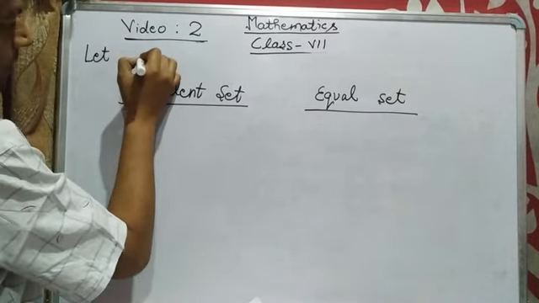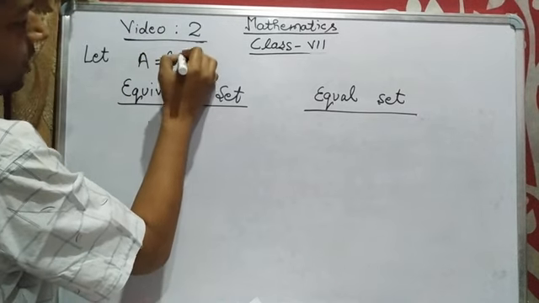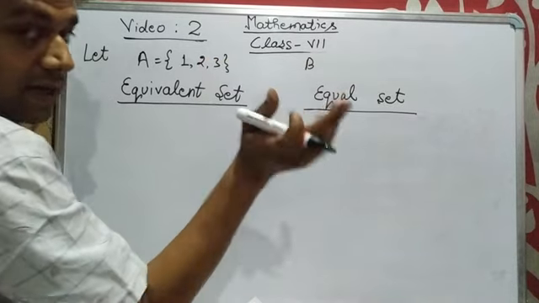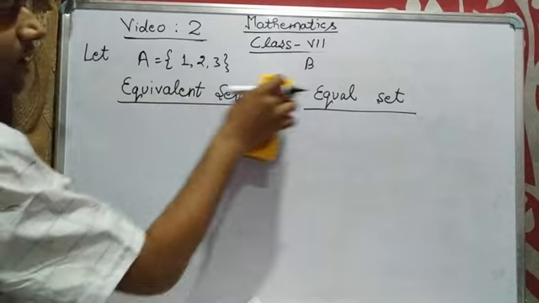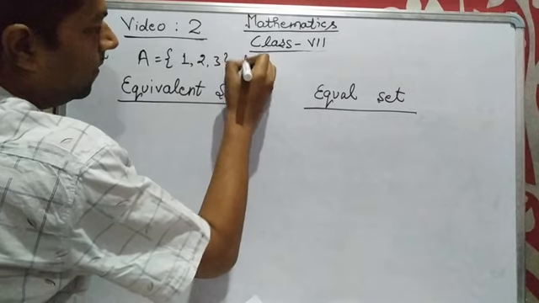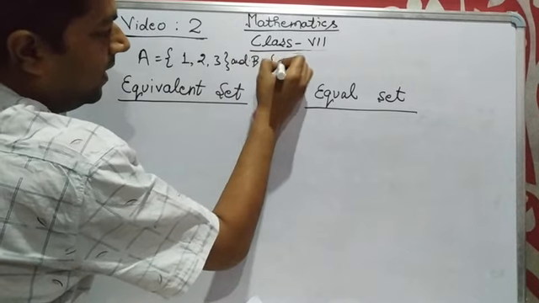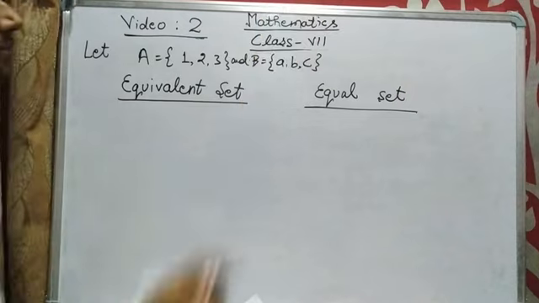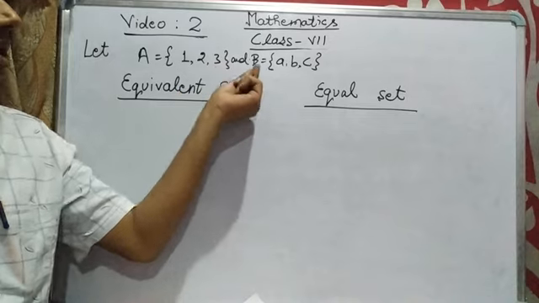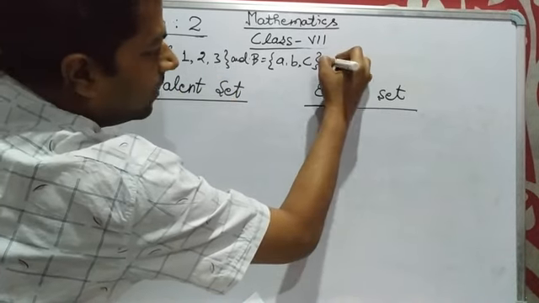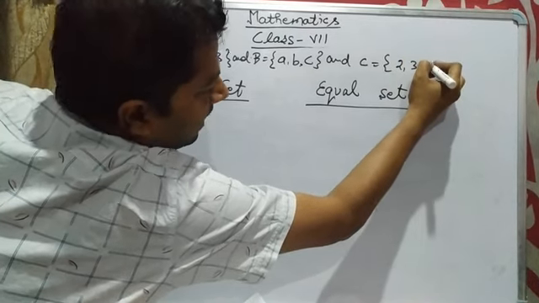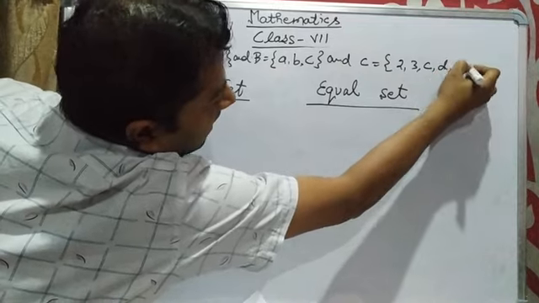Let A = {1, 2, 3} and B = {A, B, C}. It doesn't mean A is for equivalent and B is for equal, no. You can see A = {1, 2, 3}, B = {A, B, C}, and C = {2, 3, C, D, A}.